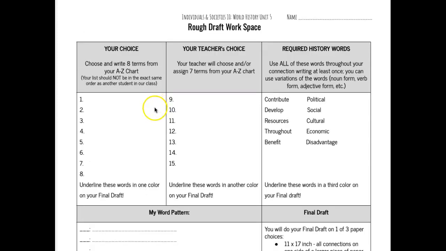The final thing I'd like to point out is on all the words that you're going to use, your choice, your teacher's choice, and the required words, at the bottom of each it says use these words, underline these words in one color on your final draft. So I should see all of your choice terms in one color, all of the teacher's choice terms in a different color, and all of the required history words in a third color. So somehow you are distinguishing all of the words that you're using.